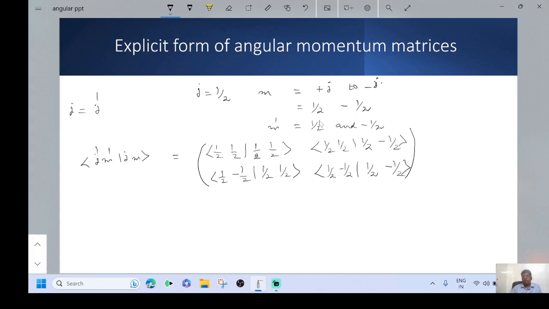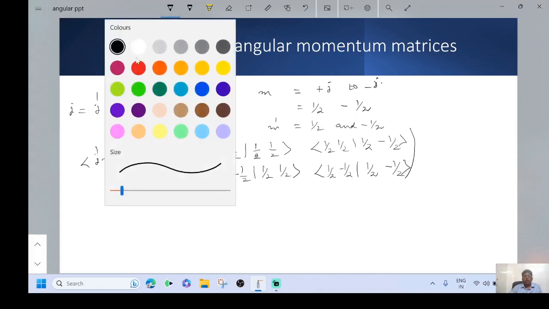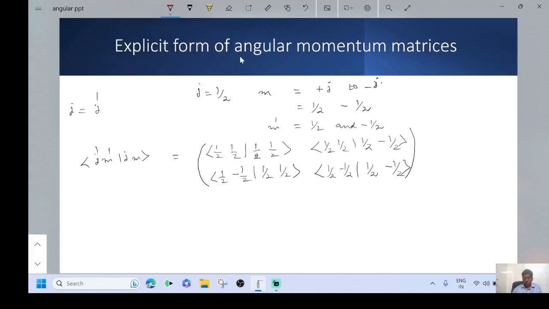See here, this is m dash. m dash is changed column wise: plus half, minus half. But this is m, this is also m. Here m is changed row wise.